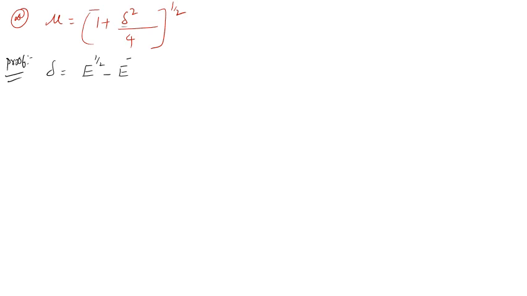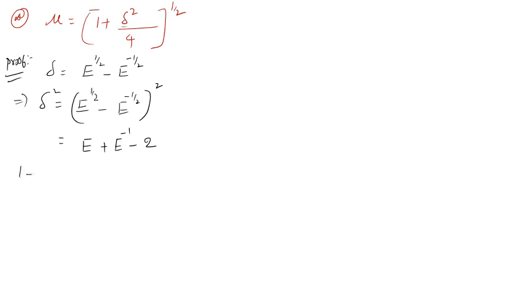Now another one, mu equal to 1 plus delta square by 4, whole power 1 by 2. Proof by taking the RHS. In the RHS, what is the term? The delta square term is there. So what is actually delta in terms of the shift operator? E power half minus e power minus half. This implies delta square is equal to e power half minus e power minus half, whole square. So this is equal to a square plus b square minus 2ab, right?